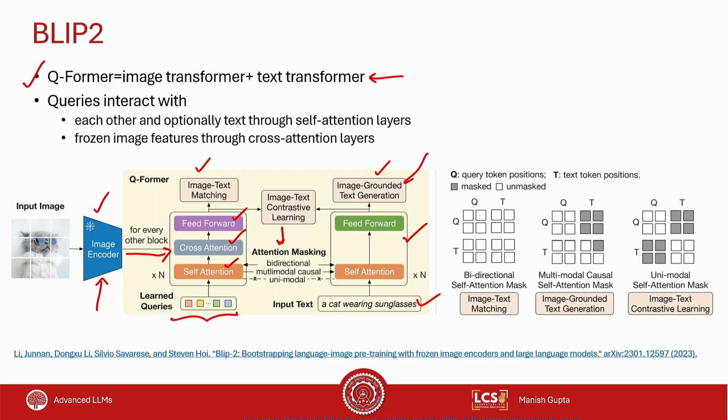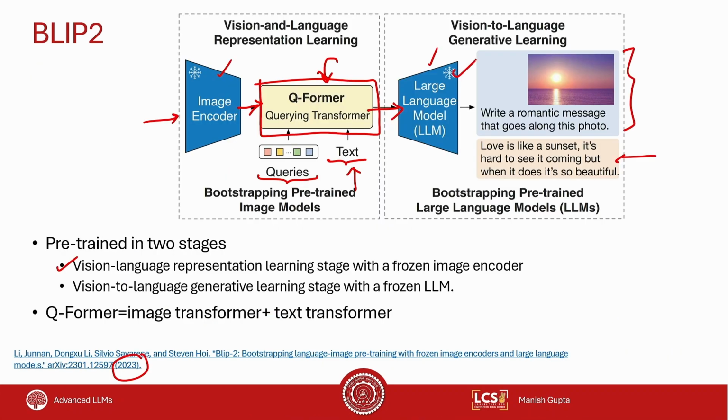Now, how do these two towers talk to each other, and how are the loss functions defined? While training this, you have 3 loss functions, and these loss functions are different from the language modeling loss that you will have at the end.